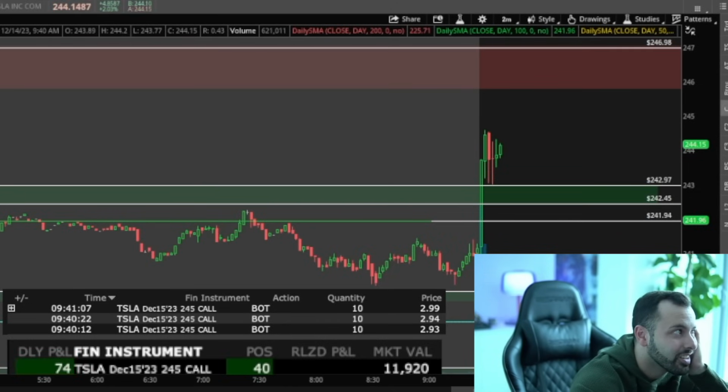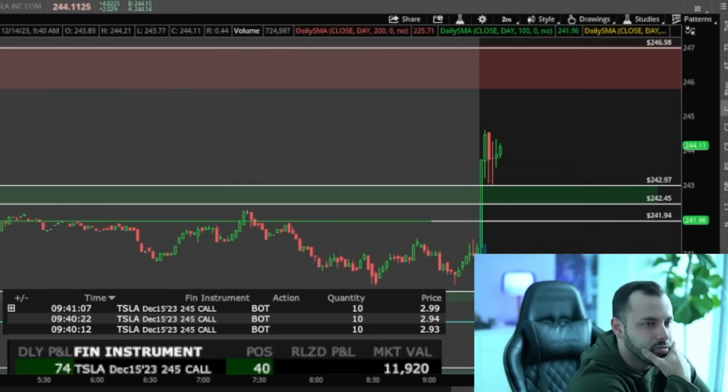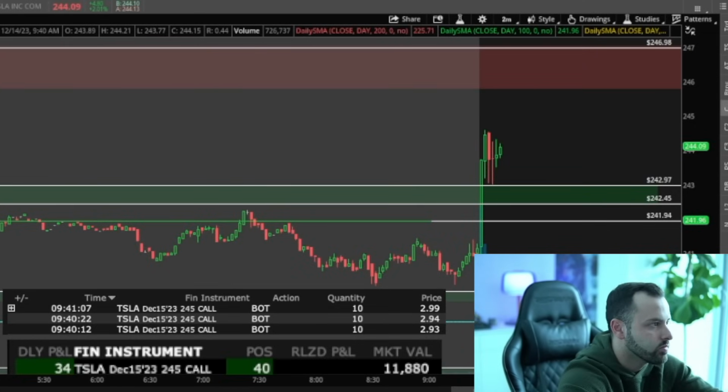You guys hear that? The wind outside is shaking my doors. Watch AMD 140 break and retest. All right, so AMD over 140. Let's see if it can pull back and hold now.